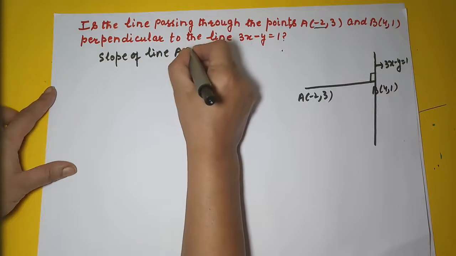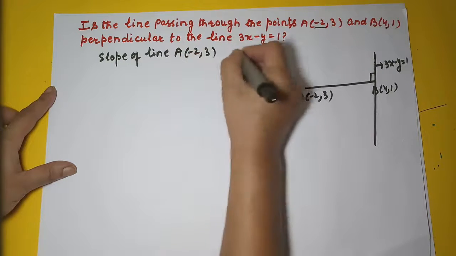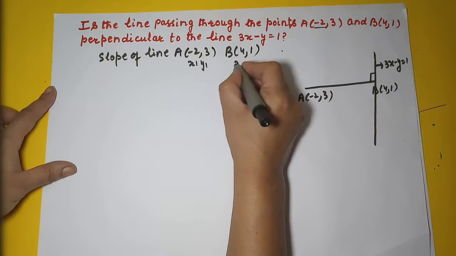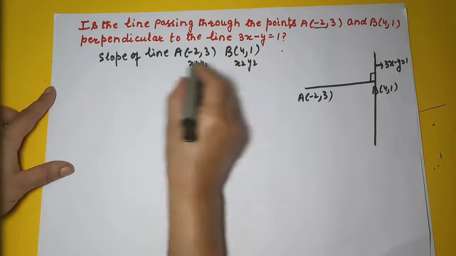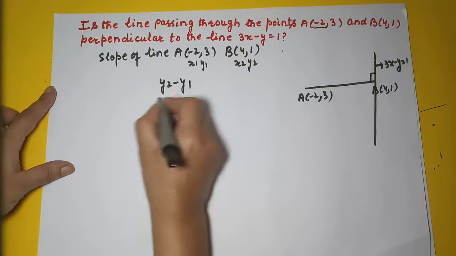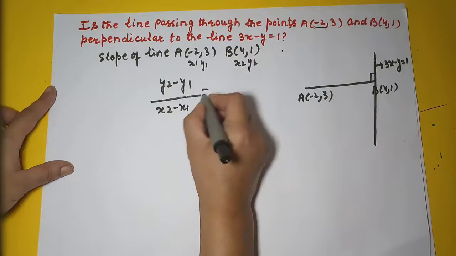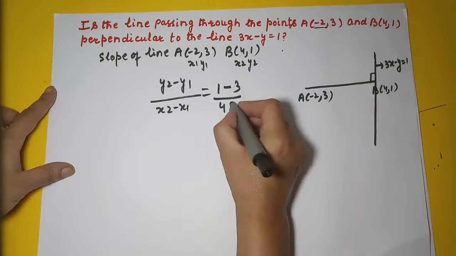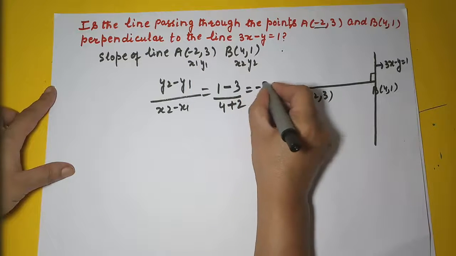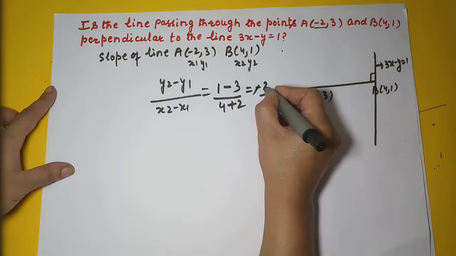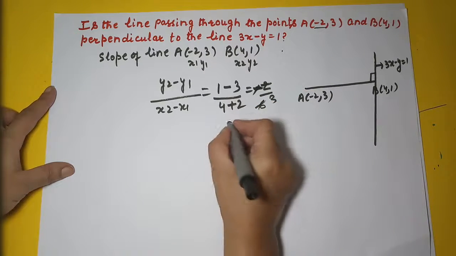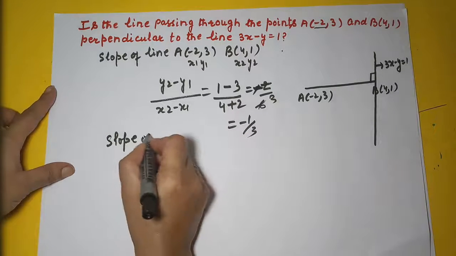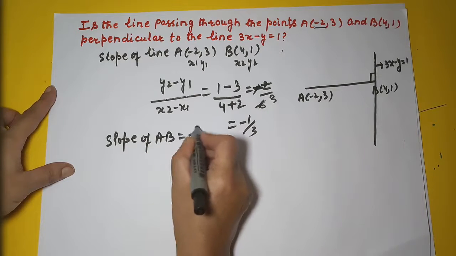AB. A is having the coordinates -2 and 3 and B is having the coordinates 4 and 1. So we will name this x1, this is y1, this is x2, this is y2. So slope of AB is y2 minus y1 upon x2 minus x1. So what is my y2? 1. What is my y1? 3 upon 4. Minus minus becomes plus 2. So this becomes -2 upon 6. So, sorry, 2 3s are. So -1 upon 3. So we have found slope of AB is -1/3.